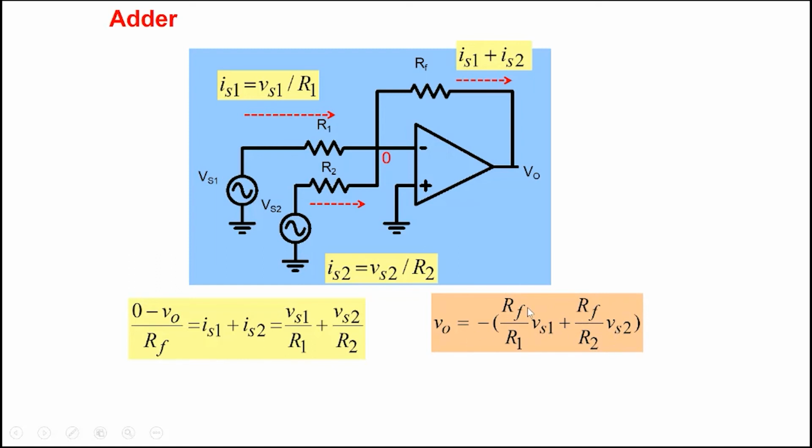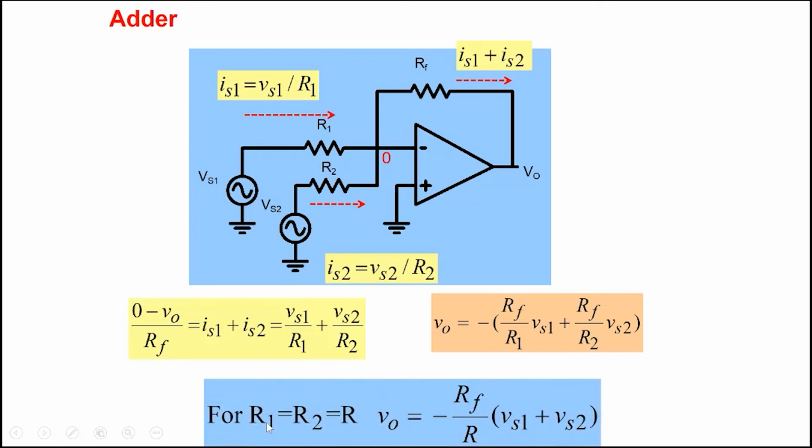So it adds up. You can choose RF by R1 and RF by R2 to be the same by making R1 equal to R2 equal to R. So V0 will become minus RF by R times (Vs1 plus Vs2). And therefore it's adding up the two voltages. The output voltage is equal to the sum Vs1 plus Vs2 multiplied by an amplifying constant. If you're not interested in amplification, you can make RF equal to R. So it will be simply Vs1 plus Vs2, with a phase difference of 180 degrees. And if it bothers you, we can get rid of that also.